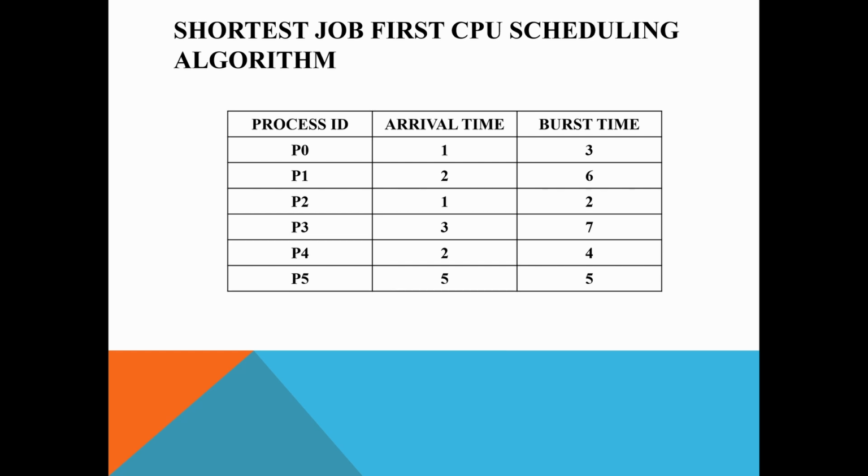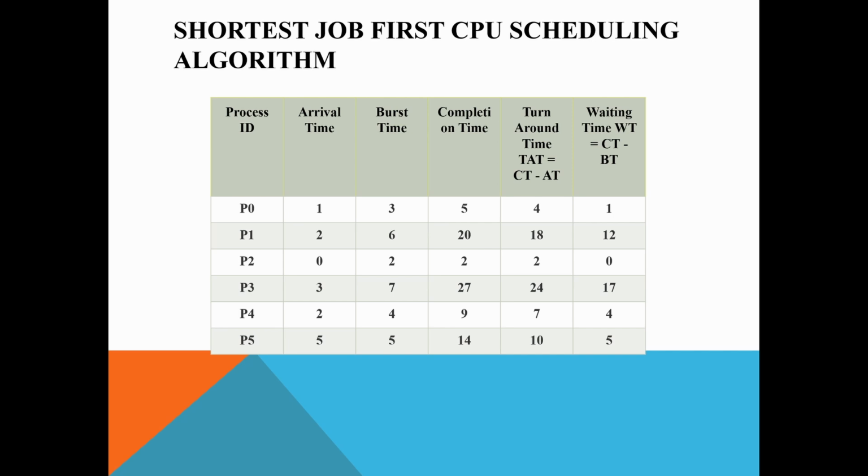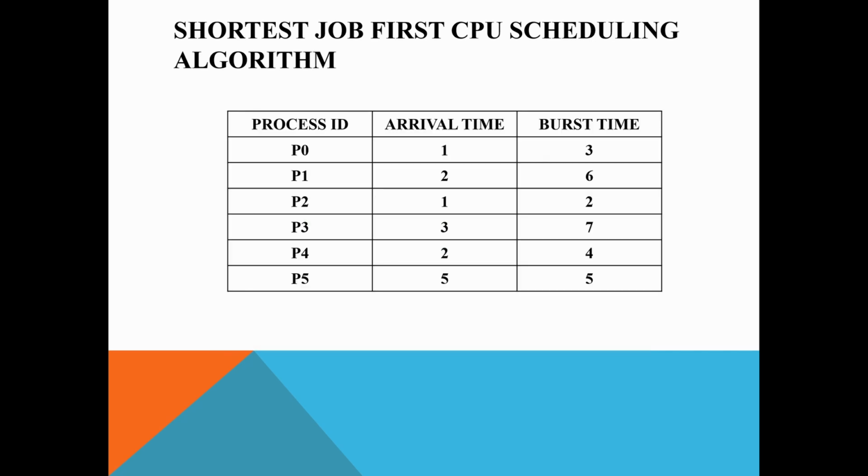How is it selected in shortest job first CPU scheduling? In first come first serve, we saw that the process which entered the queue first will execute first. Here it is based on the burst time. Which process has the least burst time? Process P2 has the least burst time, 2 milliseconds. So process P2 will execute first. Next is process P0, which has a burst time of 3, so it will execute next. Based on burst time, the process with the lowest burst time will execute next. That is called the shortest job first CPU scheduling algorithm.